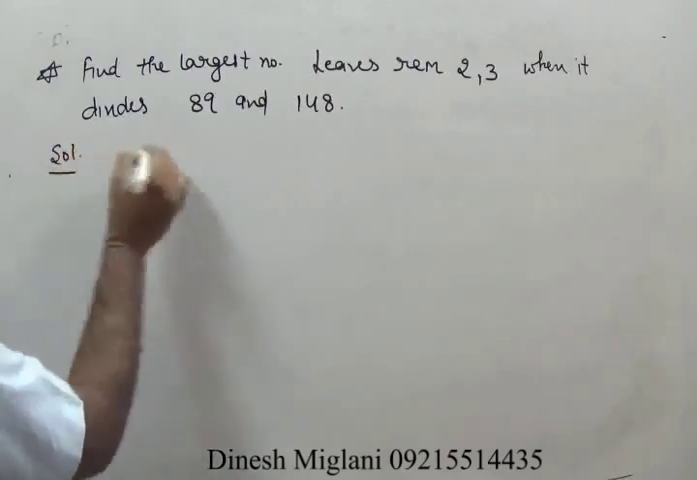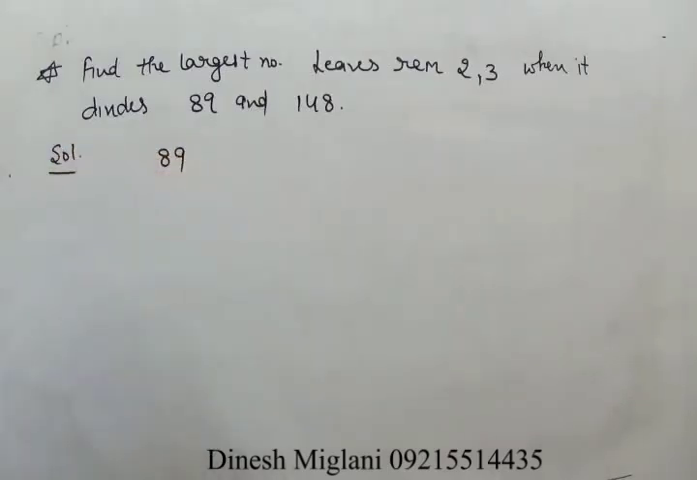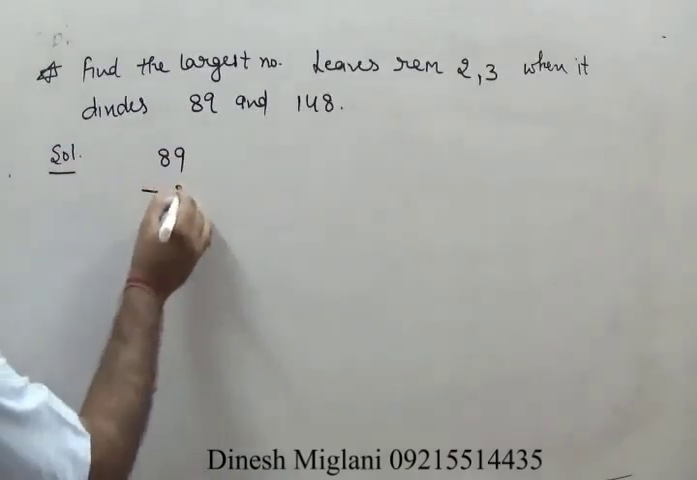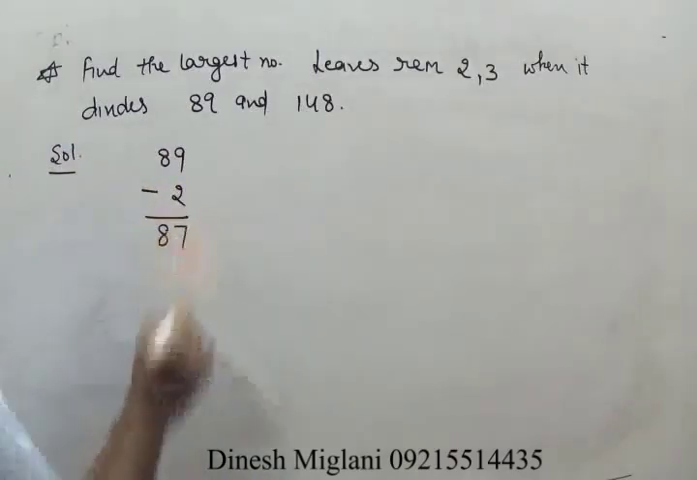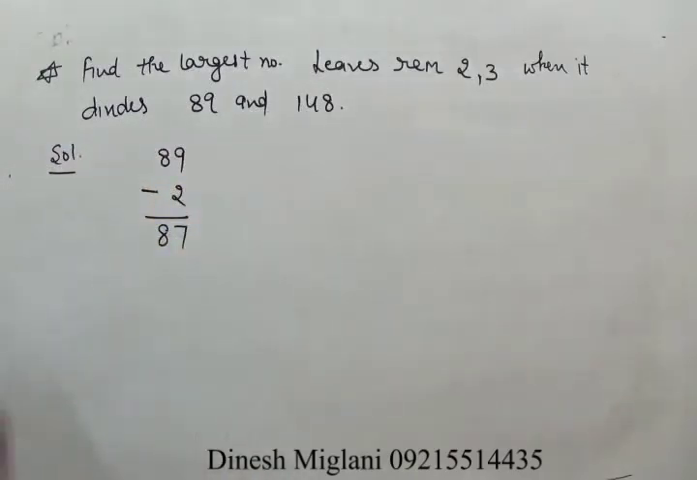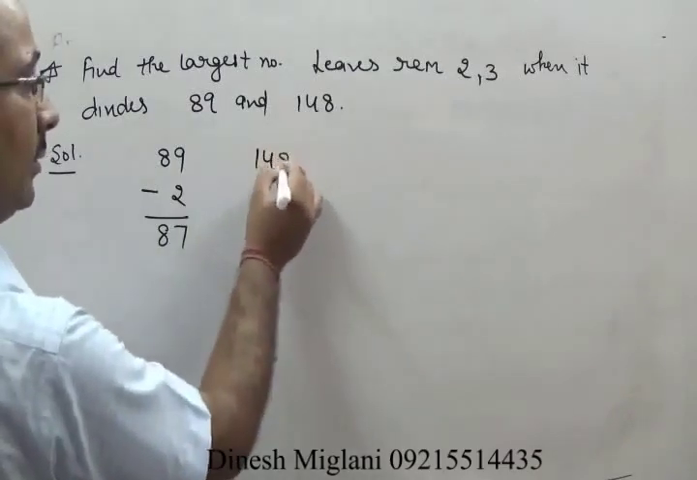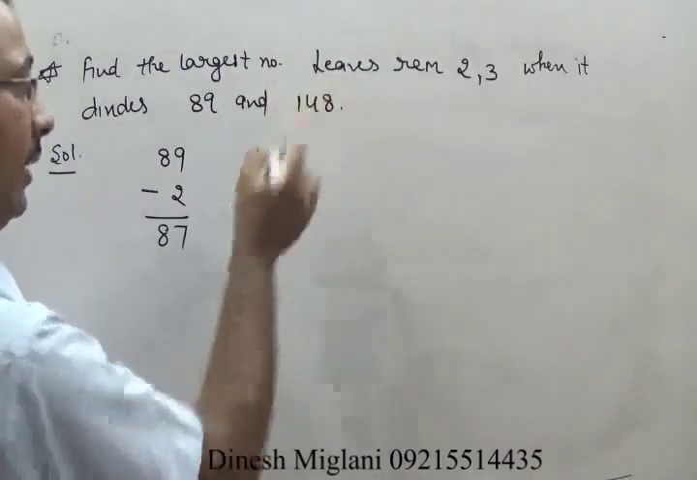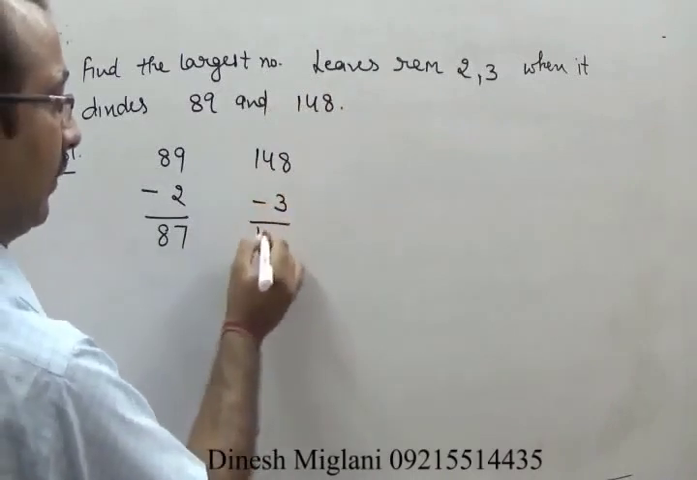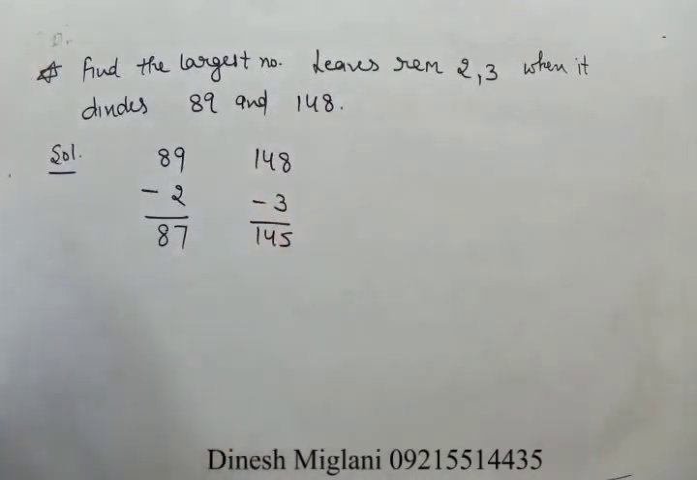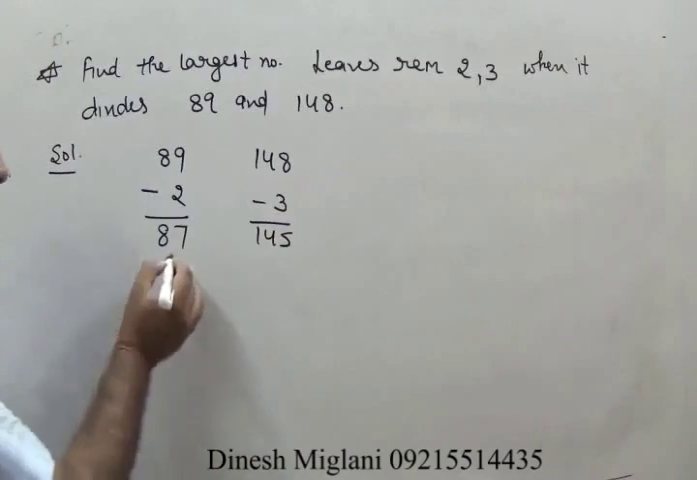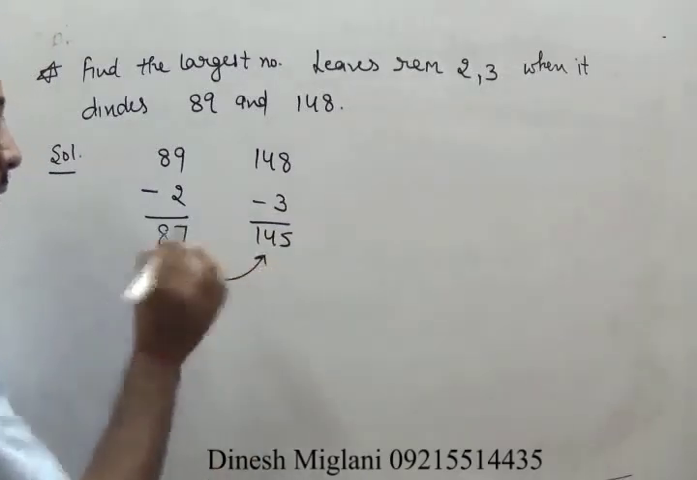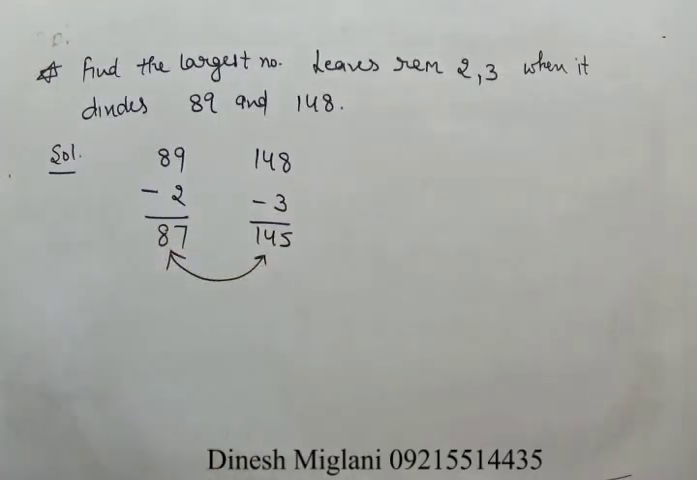Now the question is, when it divides 89, the remainder left is 2. It means when I subtract 2 from here, I get 87. 87 is exactly divisible by the given number. Similarly here, 148, the remainder is 3, I subtract 3, I get 145. Means the question is, find the largest number which divides these two numbers exactly. Means I have to find the highest common factor, right? Now take the HCF of 87 and 145.